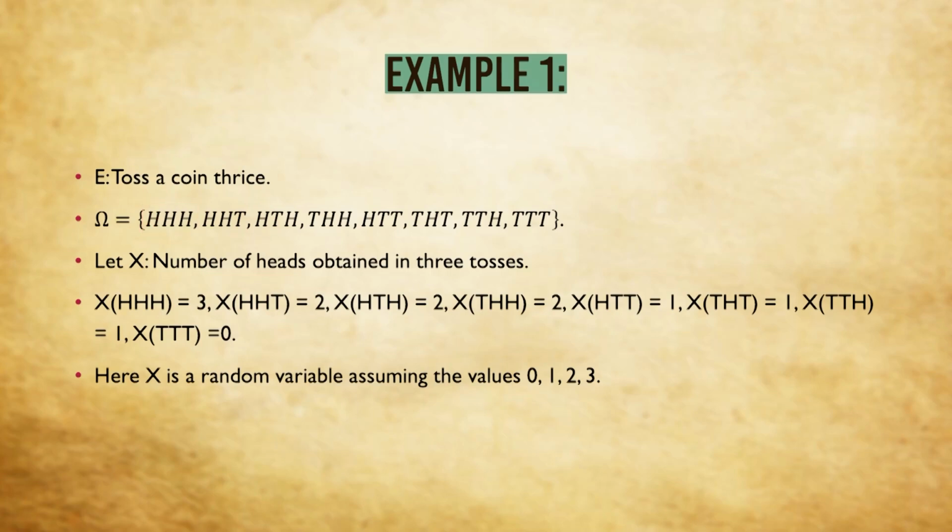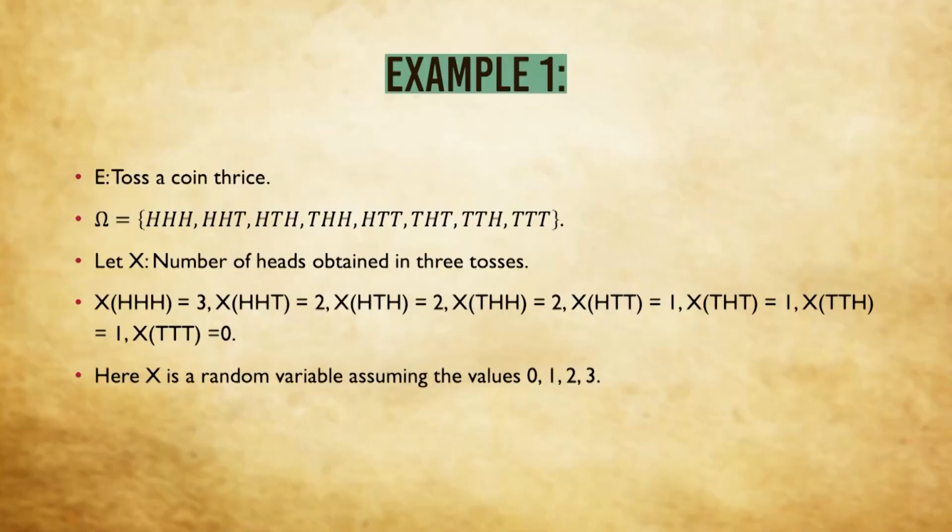Next possible number of heads is 2. So how many outcomes are possible with these 2 heads? HHT, HTH and THH. Next possible number of heads is 1. With 1 head, what are the possible outcomes? HTT, THT and TTH. And finally, we may not have any head at all, so TTT. So how many total number of outcomes are there when we toss a coin thrice? 8 outcomes.